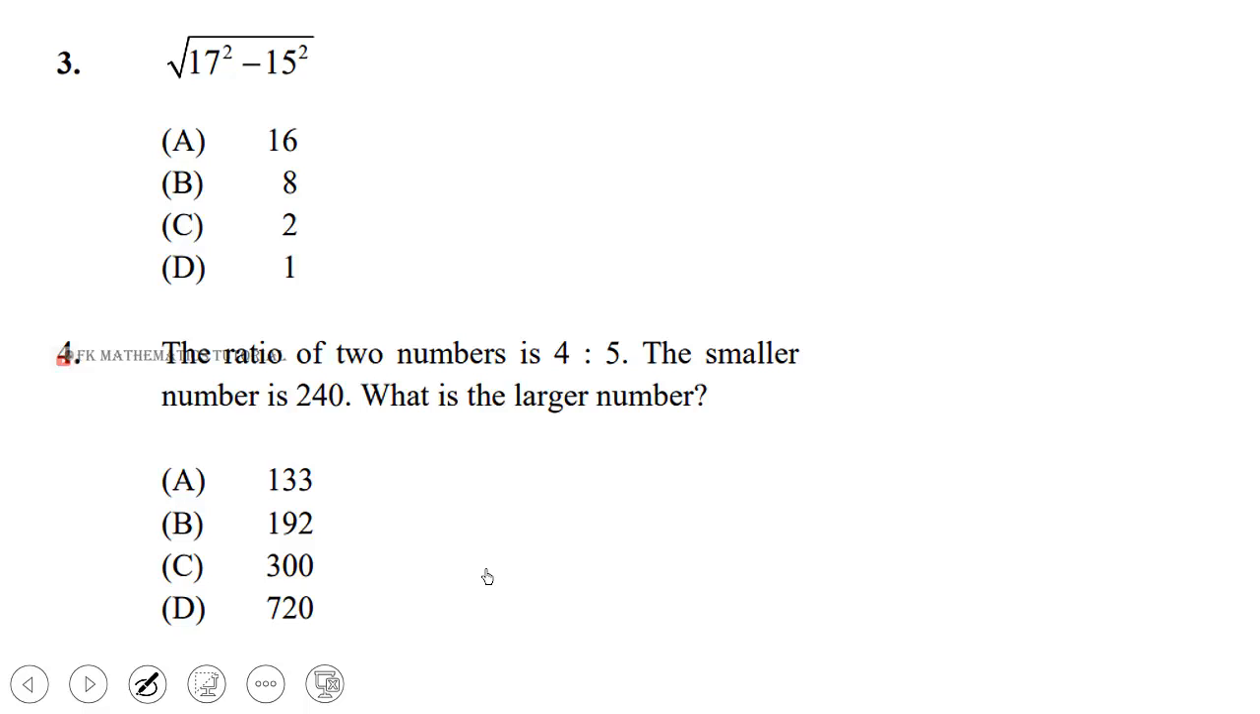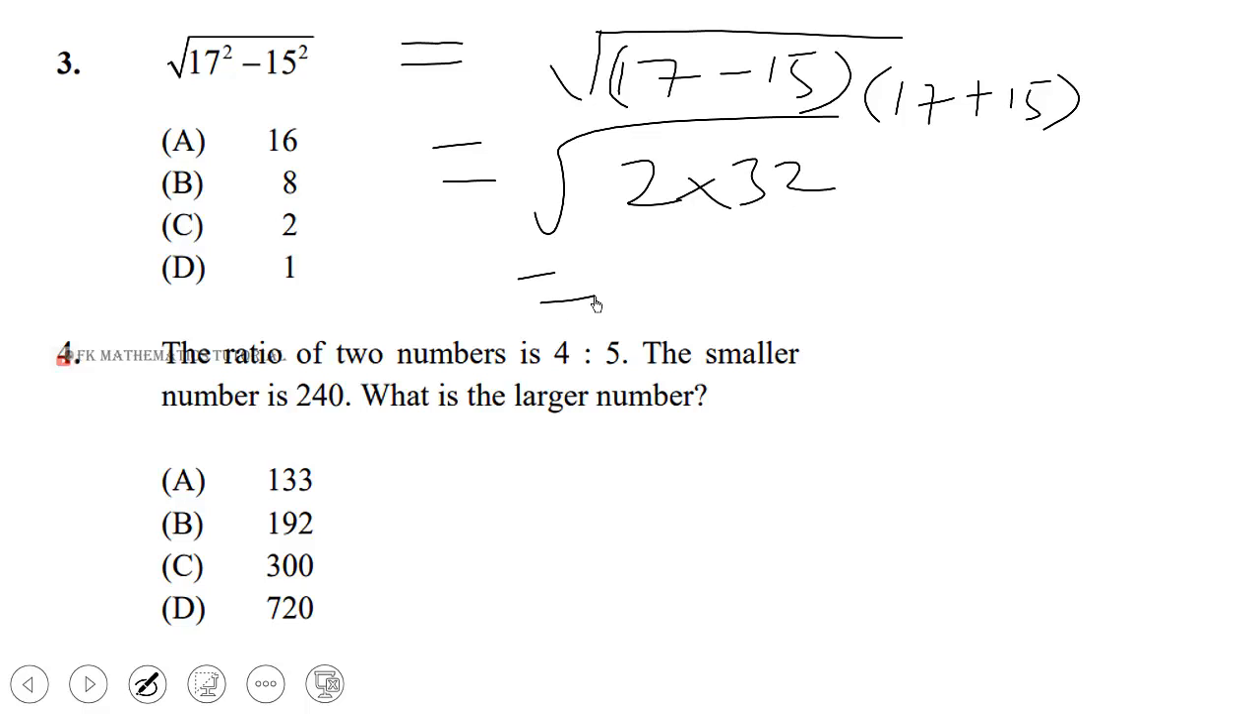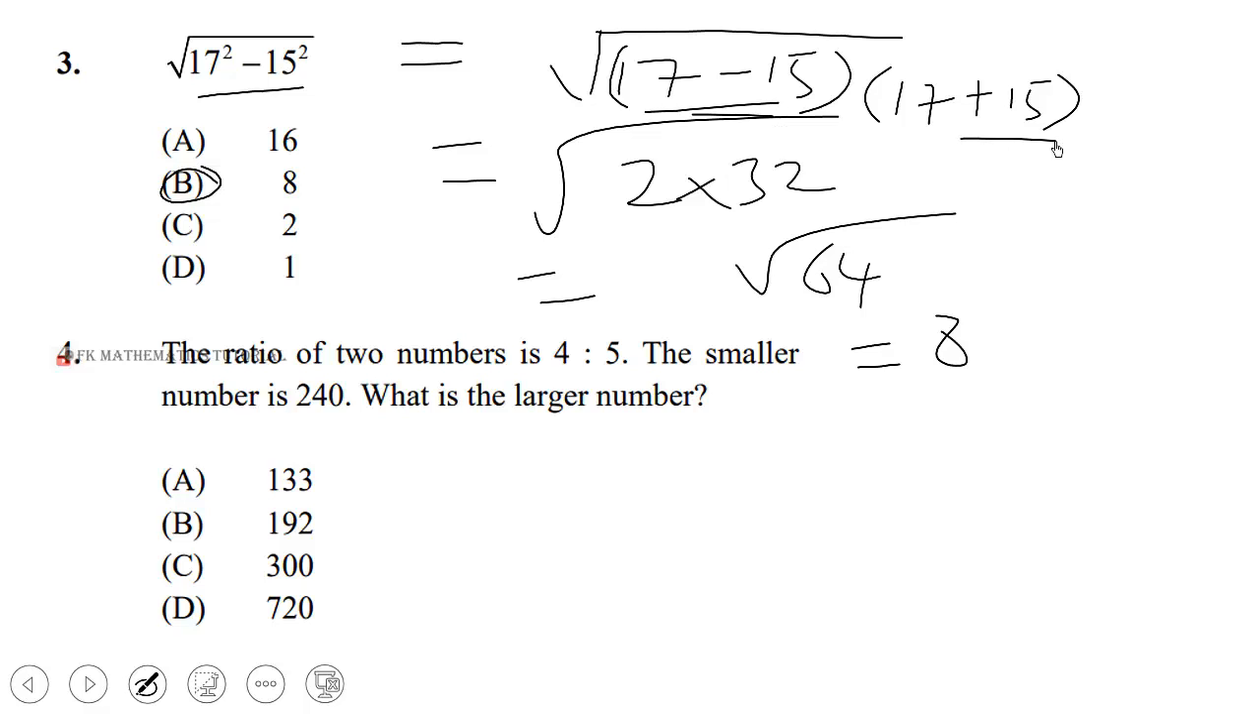Question number 3. Square root of 17 squared minus 15 squared. So this can be done like this. 17 squared minus 15 squared is like 17 minus 15 times 17 plus 15. So 17 minus 15 is 2. And 17 plus 15 is 32. So square root of 2 times 32 is 64. And that will give us 8. So option B will be correct. So you use difference of two squares here to obtain that.